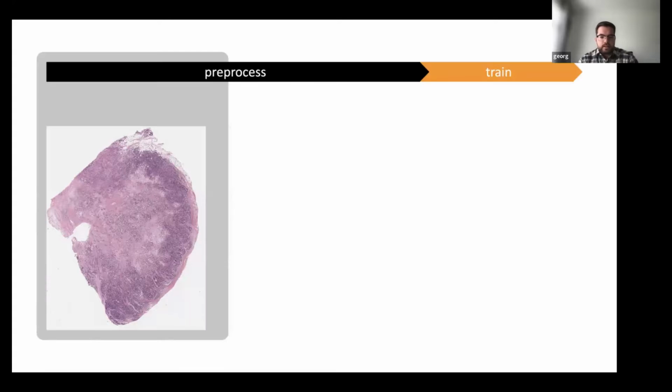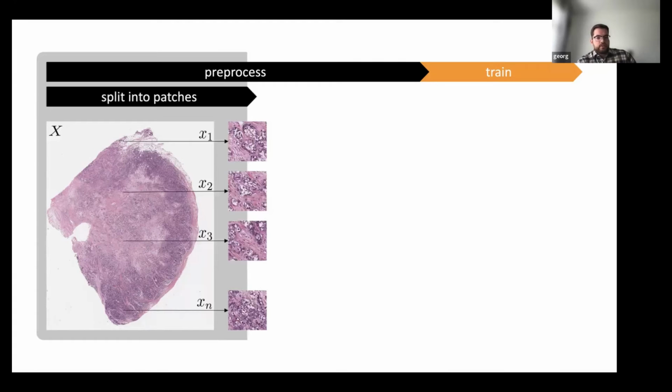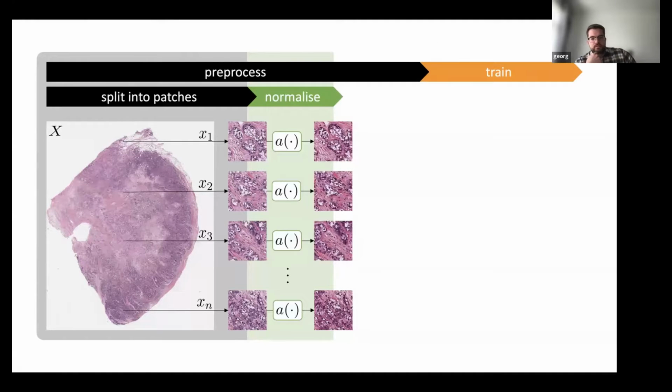All right, let's look at that in a bit more technical detail. How does whole slide image classification work? There are two main phases. There's the pre-processing stage and the training stage. In the pre-processing stage, we start with our whole slide image and we split it into patches, as I mentioned. And what a lot of people do, which is currently the most widespread approach, is to first perform stain normalization.